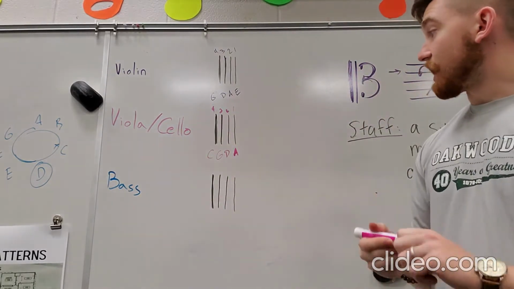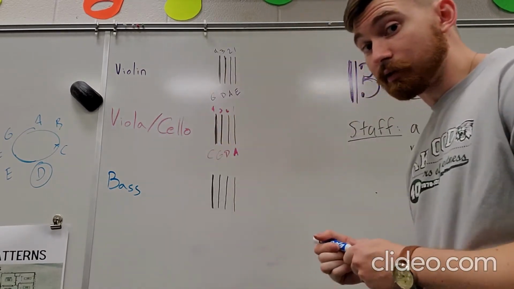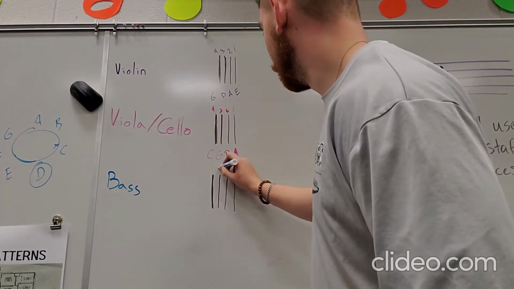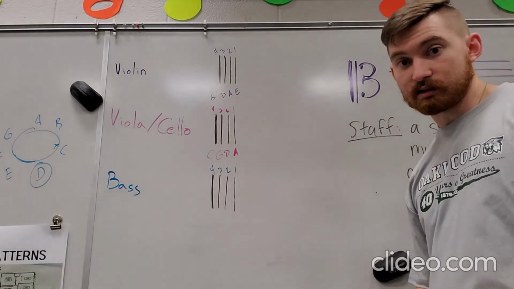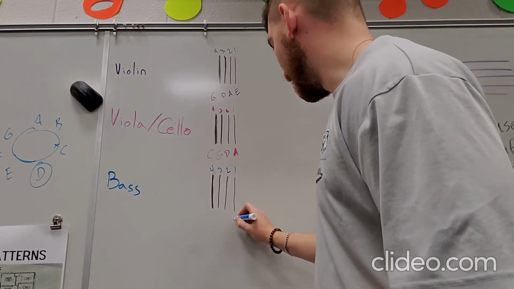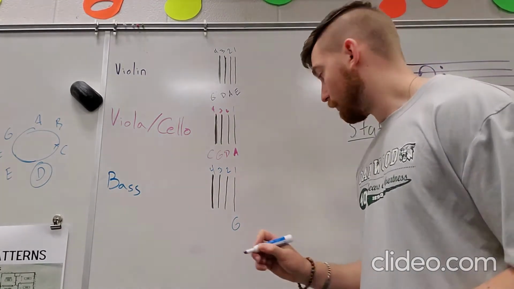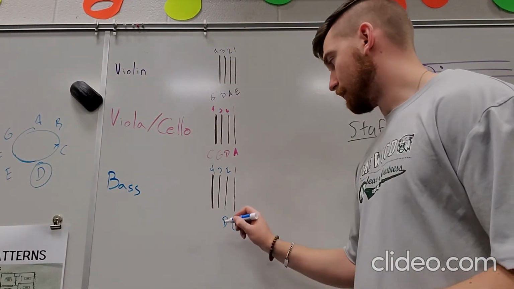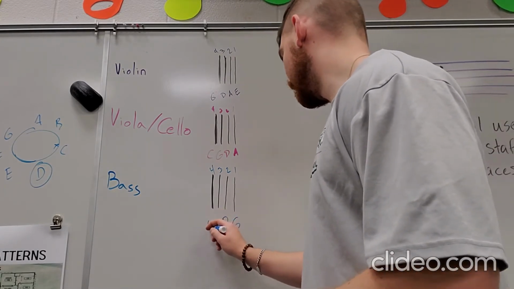Now, bass is kind of the odd man out in the orchestra family, and they do their strings a little bit differently. So, again, working our way backwards from 1 all the way to 4, thinnest to thickest, you're going to have a G. Walking backwards, you're then going to have a D. You're then going to have an A. And lastly, you're going to have an E.